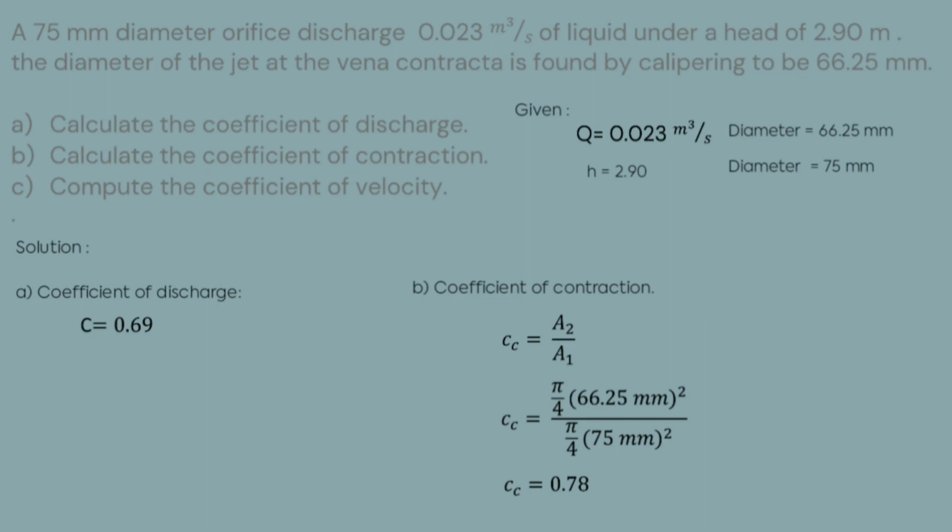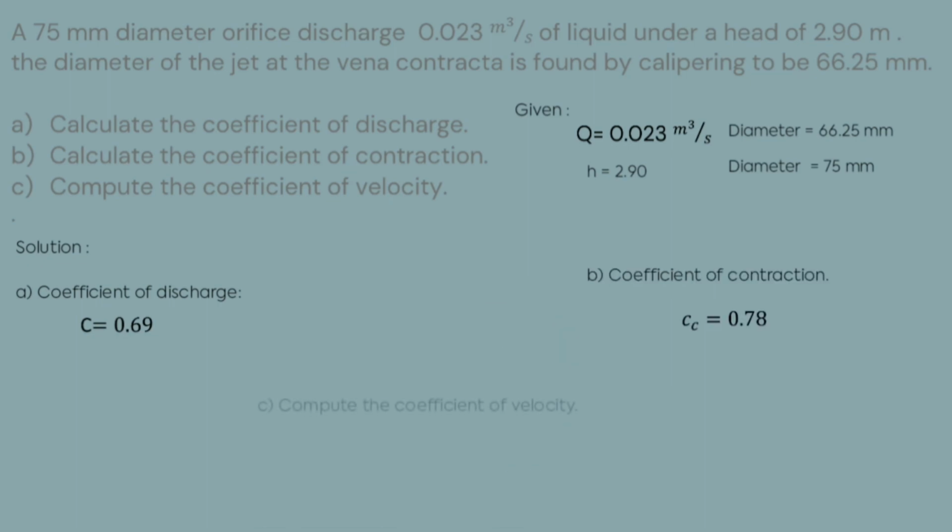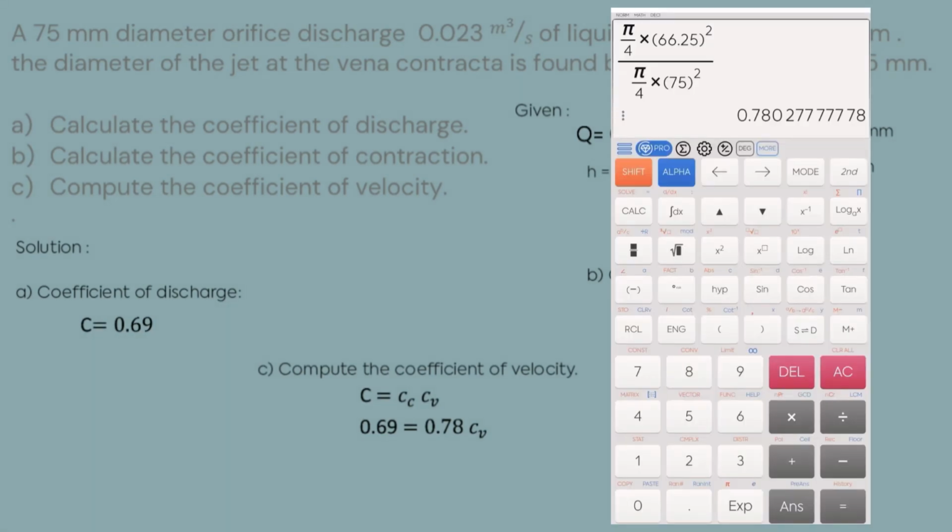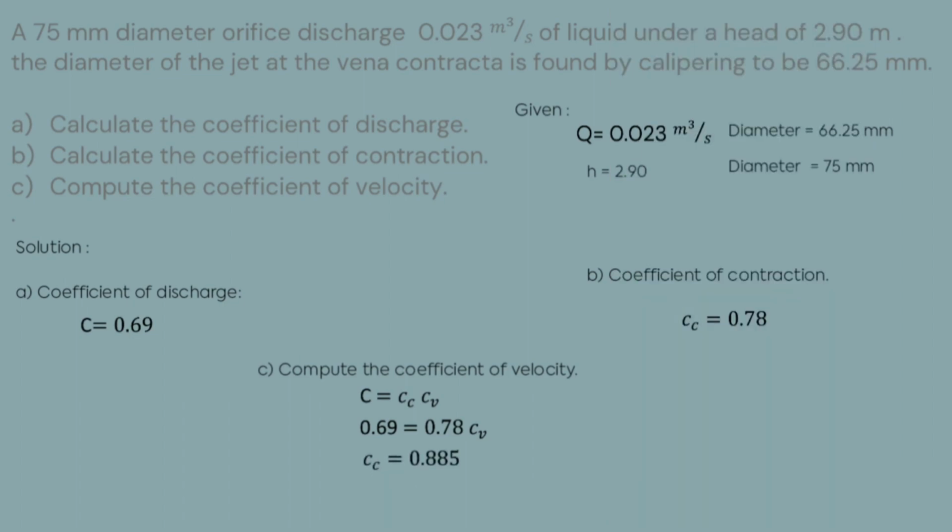And lastly, we're going to compute the coefficient of velocity. So the equation that we're going to use: coefficient of discharge equals the coefficient of contraction multiplied by the coefficient of velocity. Since we already have the coefficient of discharge, which is 0.69, and the coefficient of contraction, which is 0.78, so 0.69 equals 0.78 multiplied by the coefficient of velocity. We get the coefficient of velocity of 0.885.